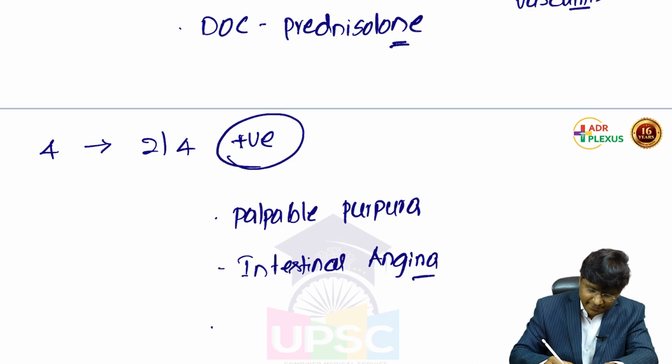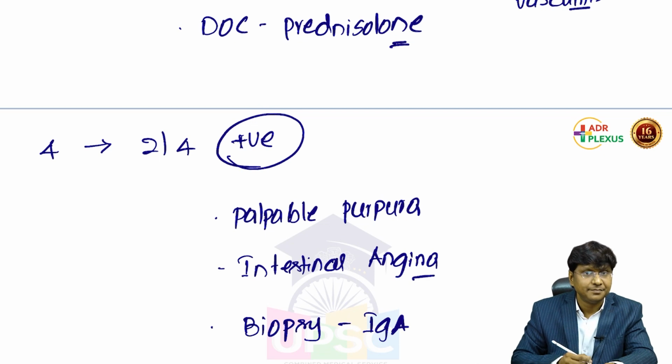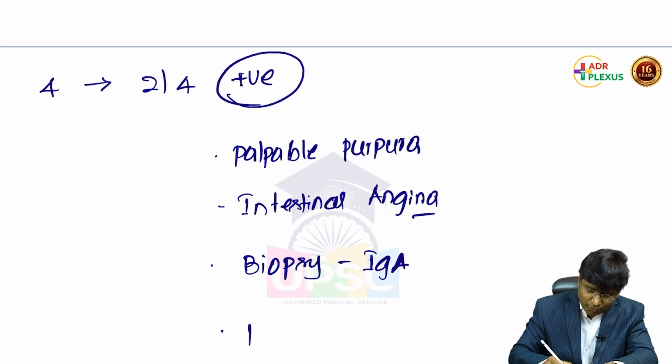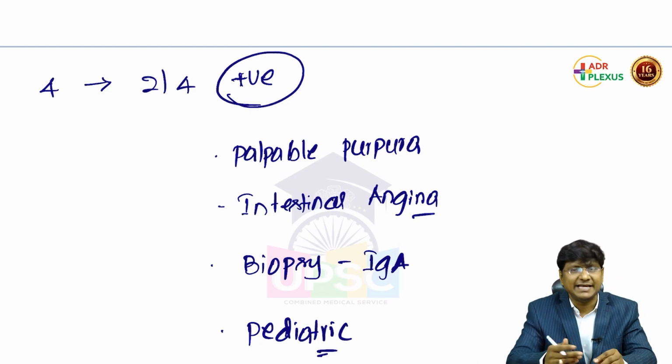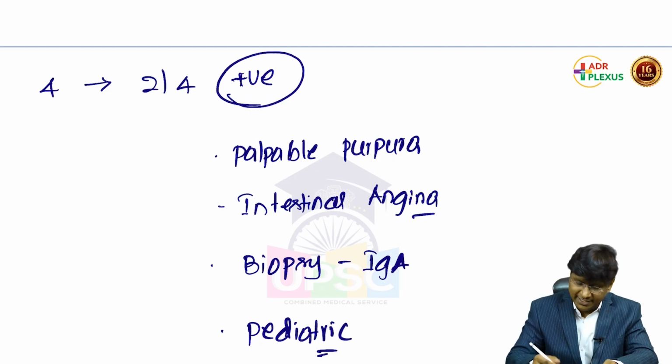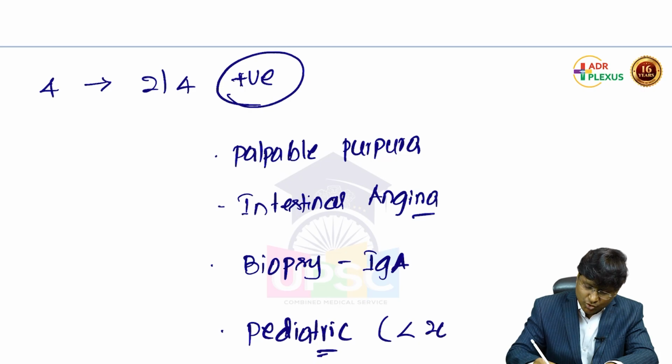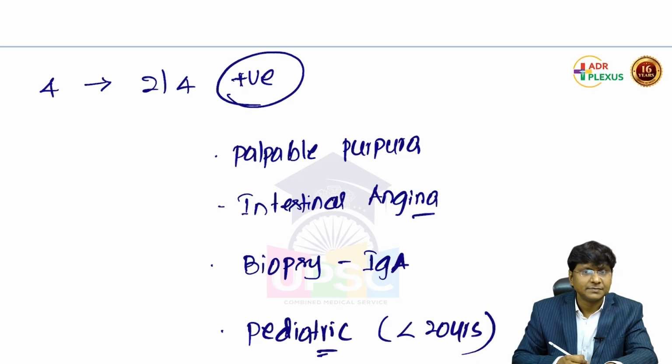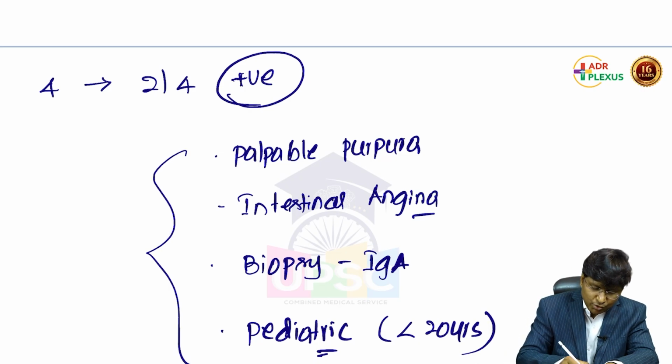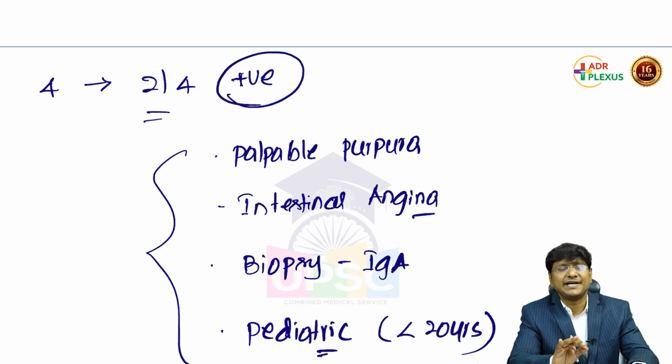Next, biopsy, it should be able to demonstrate the presence of the IgA, right? And the age group, commonly it is pediatric age group. It can be observed in young adults also, but commonly in the pediatric age group of less than 20 years. So out of these 4, 2 should be there to consider it as Henoch-Schönlein purpura, right? So that is about the important small vessel vasculitis, that is HSP.